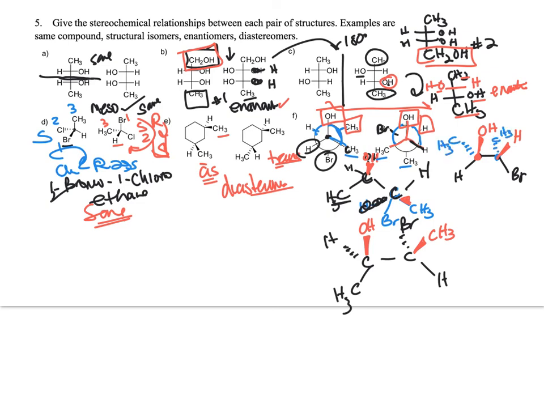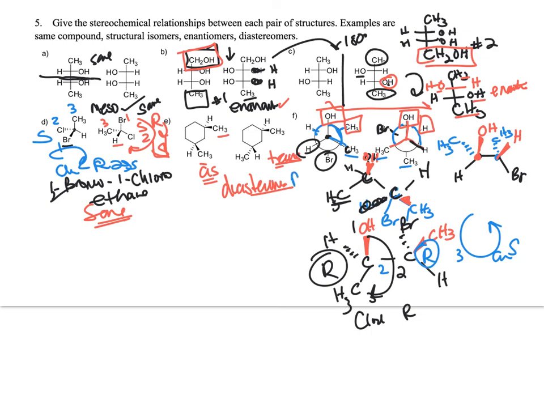And then what you could do is then you could assign your priorities. So this would be 1, 2, 3 clockwise, which is R, and you have the hydrogen there, so that's R. This one here, you have 1, 2, 3. 1, 2, 3 is counterclockwise, which is S, but your hydrogen is not going back, so this is R.